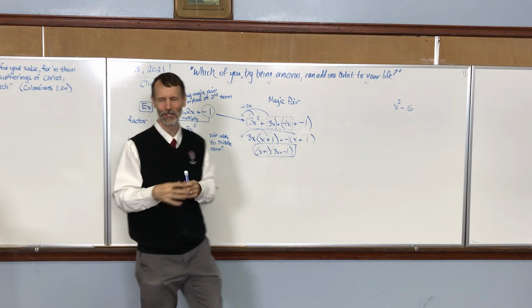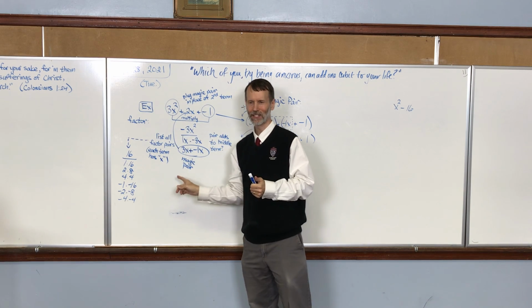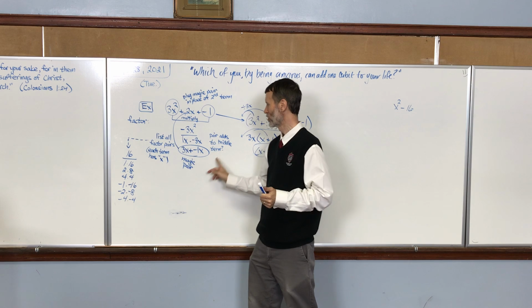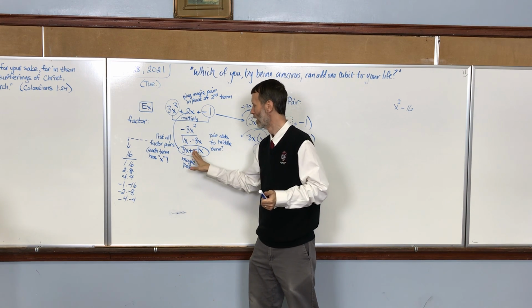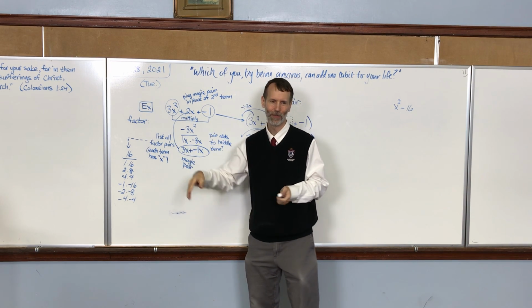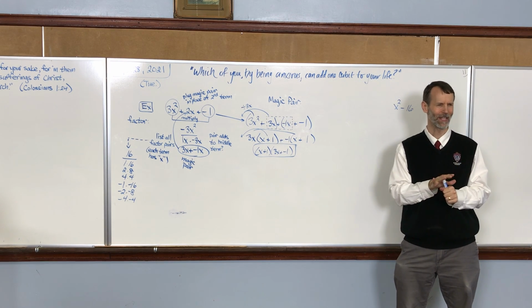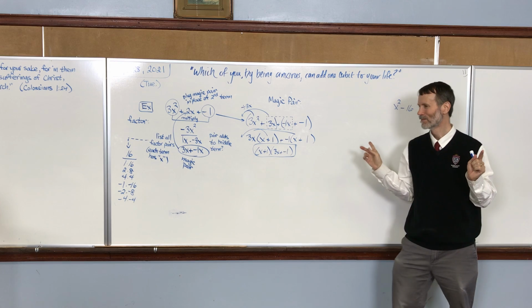It's like 5 steps. Multiply the first and last, then list the factor pairs, then circle the magic pair, then replace the middle term with the magic pair, and factor by grouping. Does that make sense? I'm going to do another one, but I'll leave that up there.